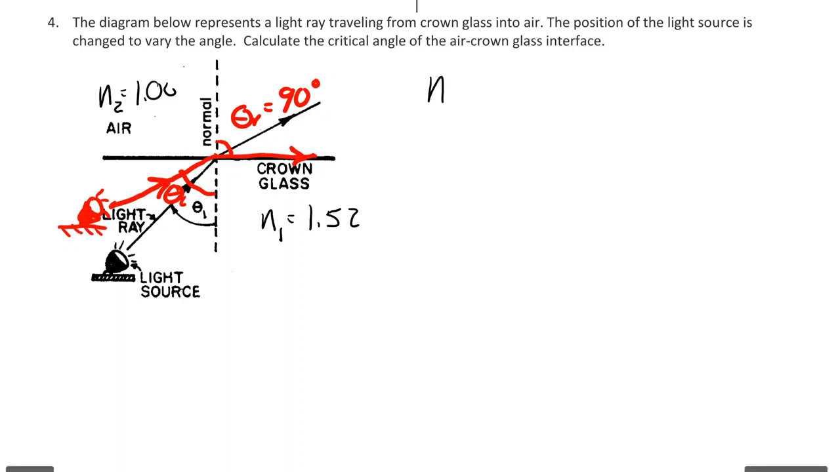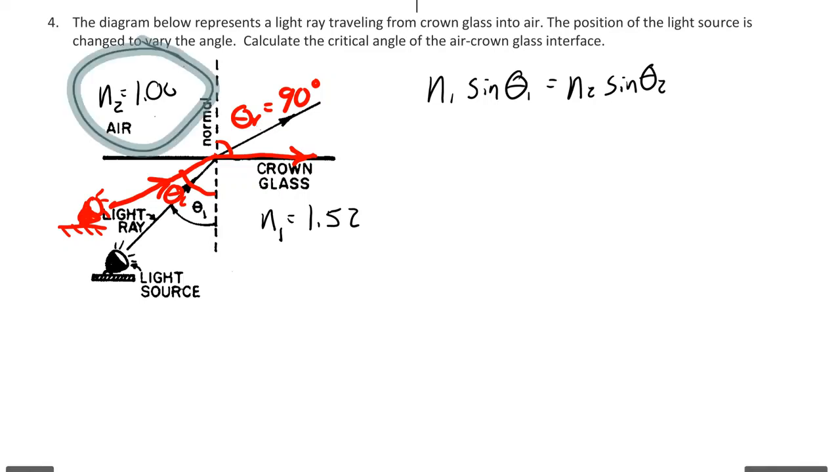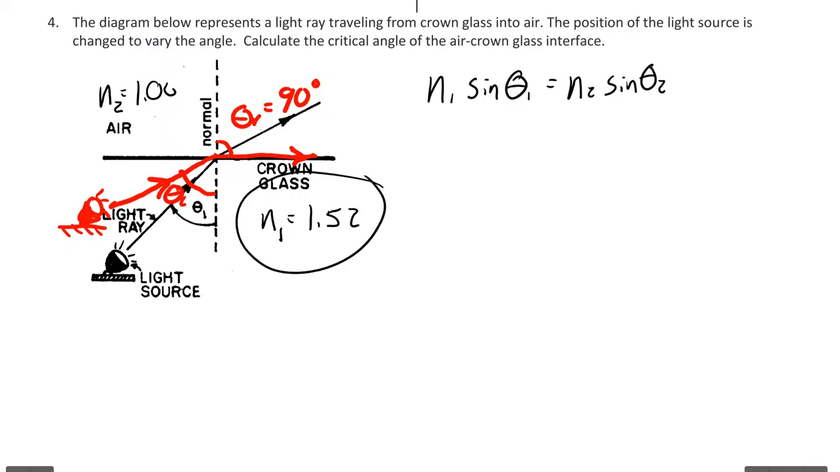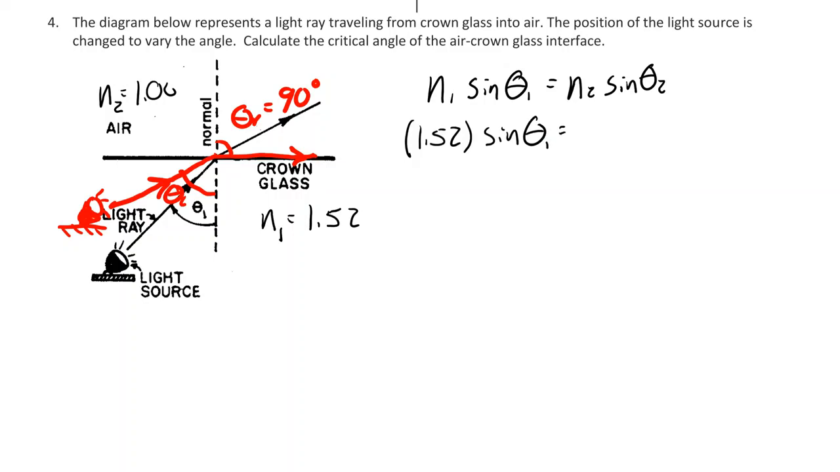So we'll write Snell's law: n1 sine theta 1 is equal to n2 sine theta 2. And don't get confused. Even though this is number 1, you might think, oh, it's definitely n1. No, it starts in crown glass. That's the first medium that it's in. So you've got to do 1.52 sine theta 1. If you want to be fancy, you could call it theta c for critical angle. But I'm not really feeling that fancy today. So I'm just going to do it like that. And then n2 is equal to 1, because that's air, the index of refraction for air.